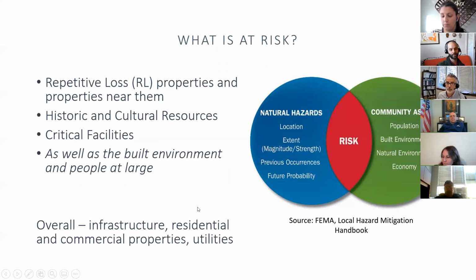Okay. So we know that generally, the built environment is at risk from these different hazard types, including buildings, roads, infrastructure, things like that. We also specifically look at some assets that are particularly at risk, including repetitive loss properties and nearby properties, historic and cultural resources, and critical facilities, which aren't necessarily at greater risk, but they play a critical role, and so we want to make sure that we're aware of that.